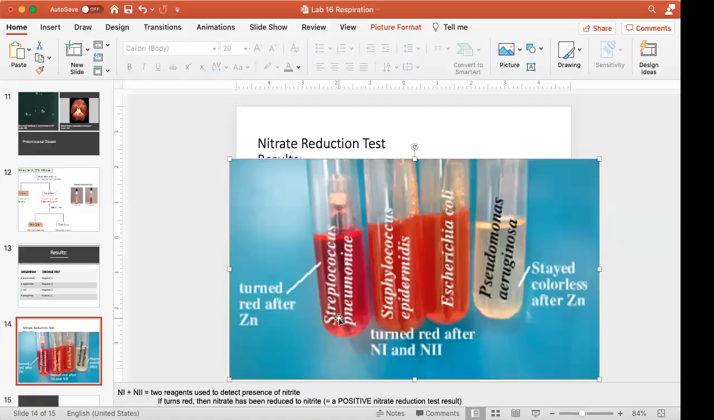Now, here's a sort of a technical question. How come there's two different colors? How come this tube, which I had to add A and B and then zinc, this tube is this color, and these two tubes are a different color?